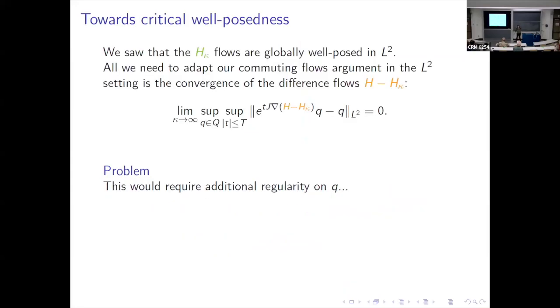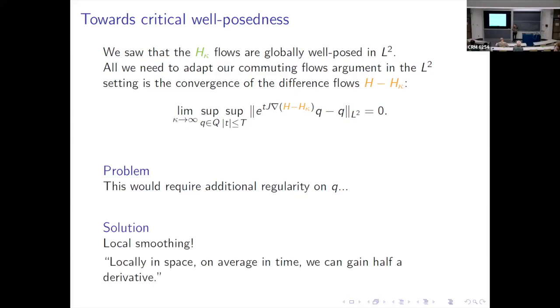Great. Now, if I want to move towards critical well-posedness, what do I need to improve? We already know that the H kappa flows are globally well-posed in L2. That is not the problem. The only thing that is missing is improving this result, right? The convergence of the difference flows. But I already tried to convince you that it was important that Q was in H^{1/6} at least, right? So in order to fix this, somehow I would need to get some additional regularity on Q, which, how will I get that?